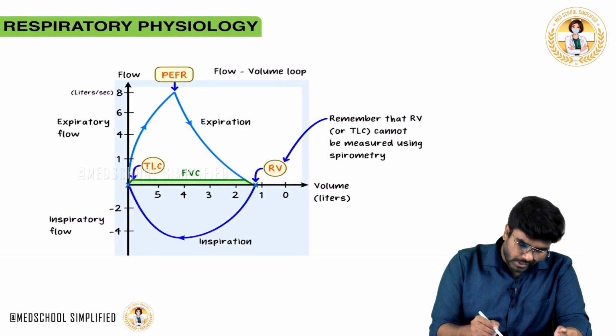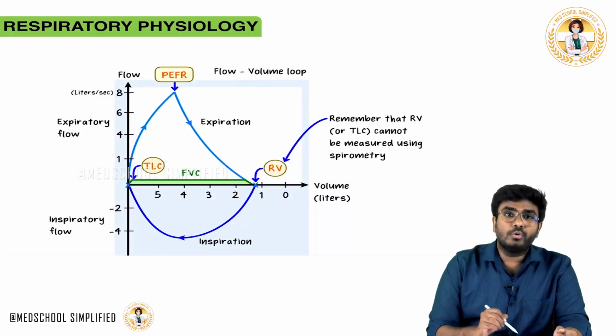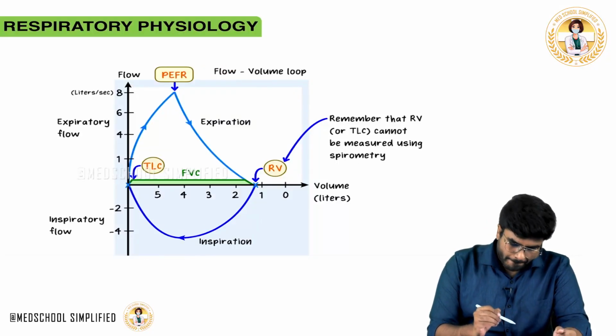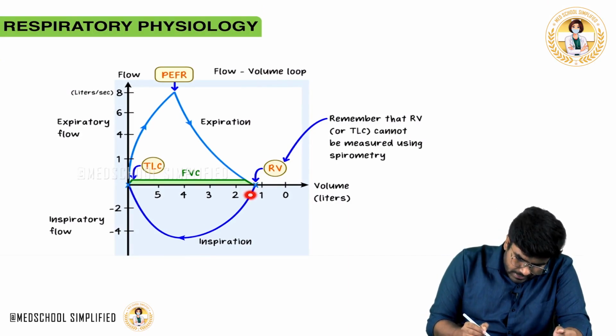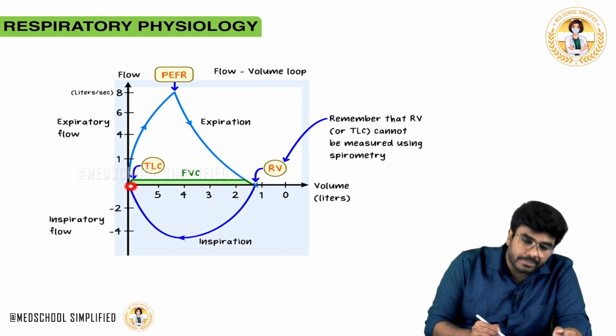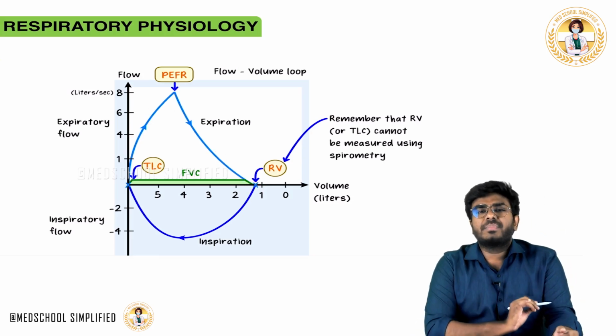We are going to draw a graph between flow of air and volume, flow volume loops. In this graph you can see here is the inspiratory curve. On the downside I am representing the inspiratory path, and on top I am showing you the expiratory curve. Now let's start something like this.